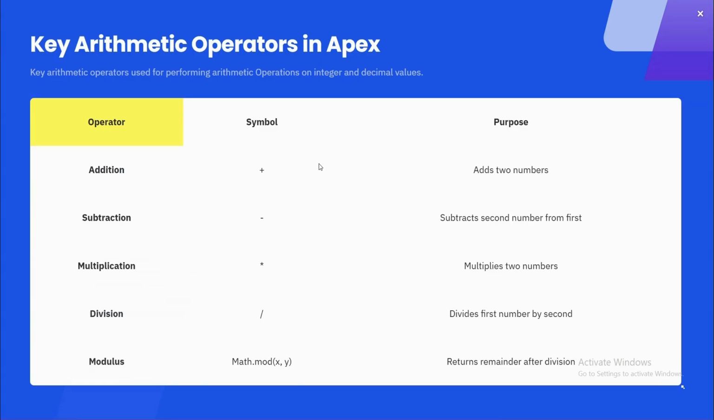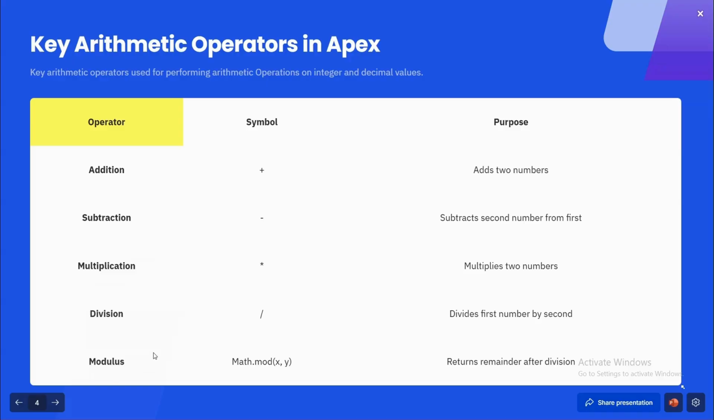This is the table showing key arithmetic operators in Apex. These are the operators, these are their symbols, and these are the purposes. Let's understand each operator one by one. First is addition, and this is the symbol of addition, and the purpose of addition is adding two numbers. Second is subtraction. This is the symbol of subtraction, and it subtracts the second number from the first. Third is multiplication. This is the symbol of multiplication, that is asterisk, which is used for multiplication of two numbers. After that, we have the division operator. This is the symbol of division, and it divides the first number by the second.